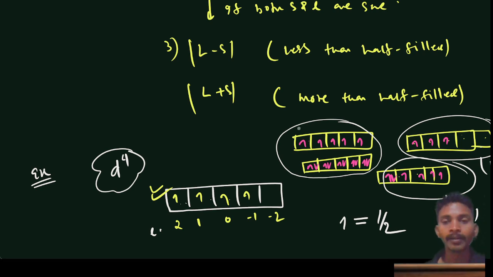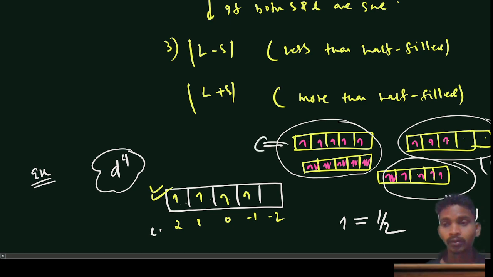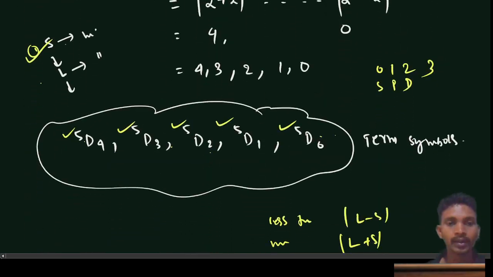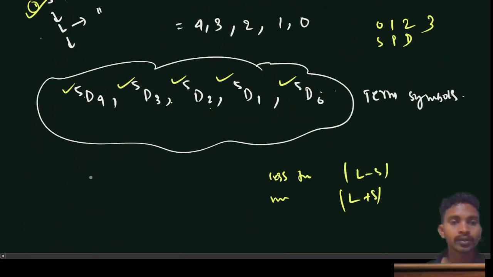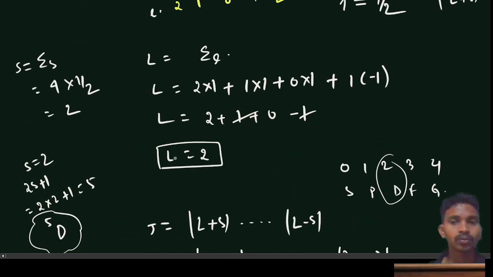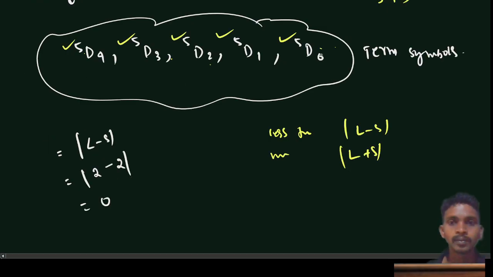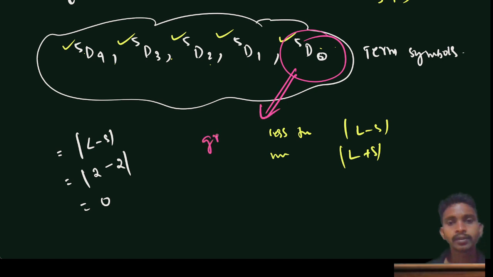So if it is half-filled or fully filled, then for that case we will follow the other conditions. Here this is less than half-filled, so L minus S will be followed, and L minus S will give the ground state. L is 2 and S is also 2, so if you subtract, you will get 0. So this value will be the ground state.